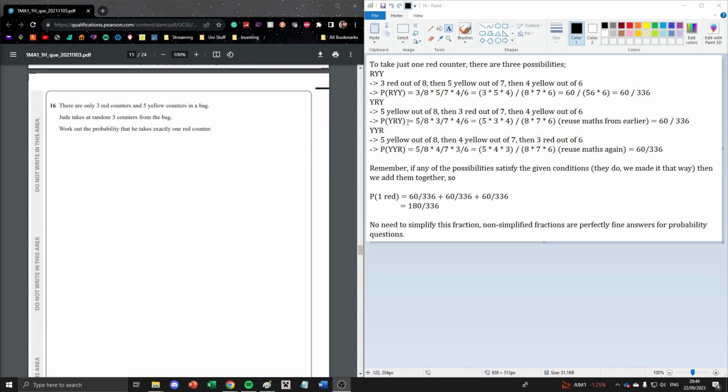And obviously any of these possibilities will give us that condition that he only takes 1 red counter, and so we add them together to find the overall probability. So the probability of taking exactly 1 red is 60 over 336 plus 60 over 336 plus 60 over 336, which is 180 over 336. Now, we could simplify this from here, but we don't need to because that's a very valid answer to this question. It didn't say anywhere, express the probability as the simplest version of the fraction.